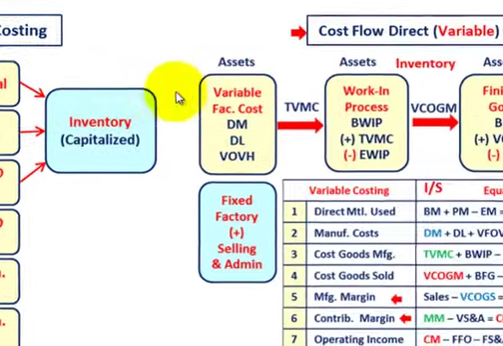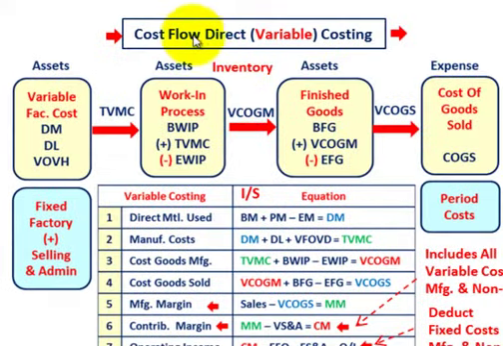Okay. So let's look at our cost flow for variable costing. We're going to go through our cost flow, and I'm going to relate this cost flow down to our income statement. So we're going to understand how we calculate and determine our operating income based on our cost flow for variable costing.